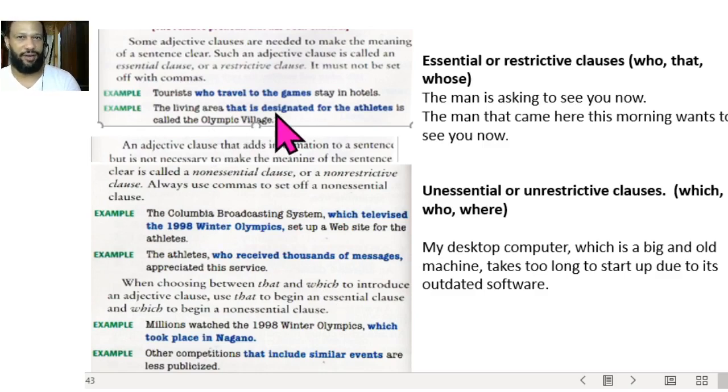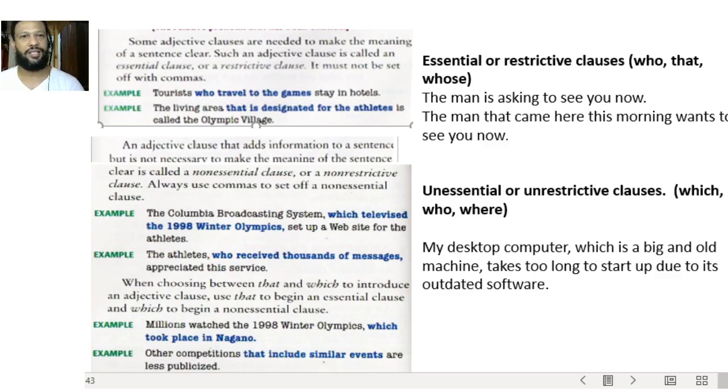These are necessary, so they are called essential or restrictive clauses. I provided some other examples here. If I say, for example, the man is asking to see you now, this is a clearer example for me. The man is asking to see you now. What man are you talking about? We don't know. We need an adjective that identifies this noun so that we know what man we're talking about.